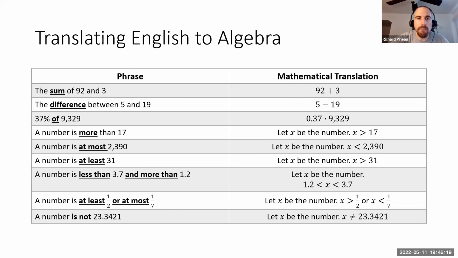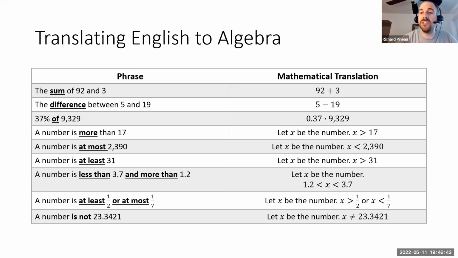A number is at most 2,390. What does "at most" mean? That's the largest that it could be. So the number X could be less than or equal to, with a little bar underneath the inequality. So X is less than or equal to 2,390. A number is at least 31. Same thing: it could be 31 or more.